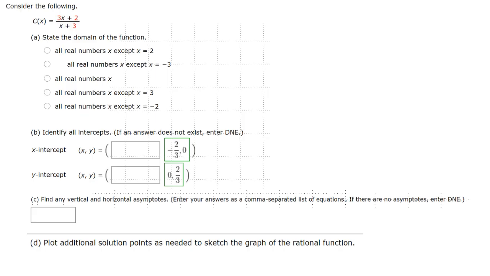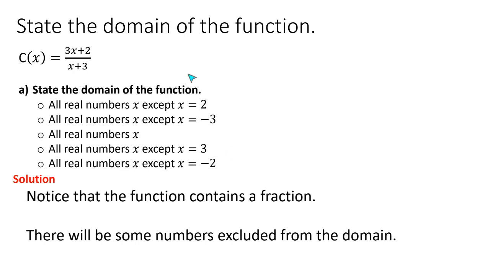But let's try another example here. So again, these are the steps that WebAssign wants us to find. So we'll look at the domain first. I have a fraction with a variable in the denominator. So that means there's some numbers that I cannot use.